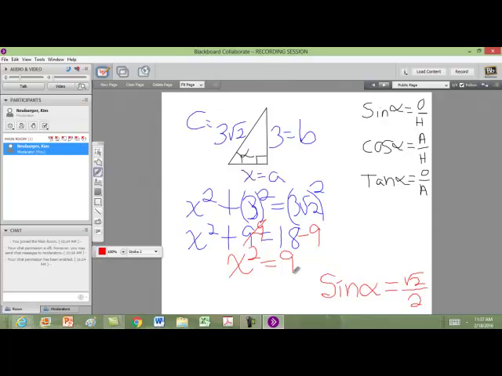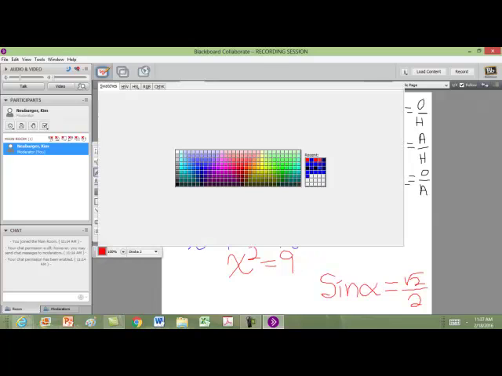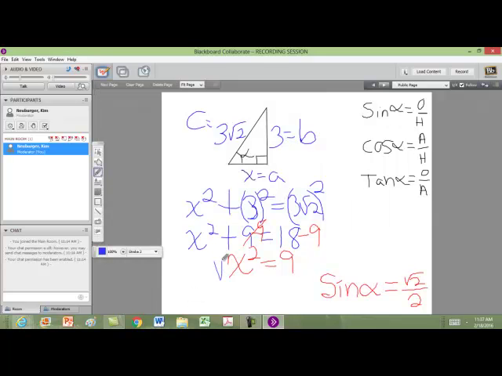Now, in order to get rid of the square on the x, since there's no x squared and then x, there's just an x squared, we can go ahead and square root both sides. If we square root both sides, normally in a regular equation, you would put a plus or minus on this side. But in this case, we're talking about length, and length will never be negative, so we're only going to use the positive answer. And the square root of 9 is 3. So now we know that x is 3.